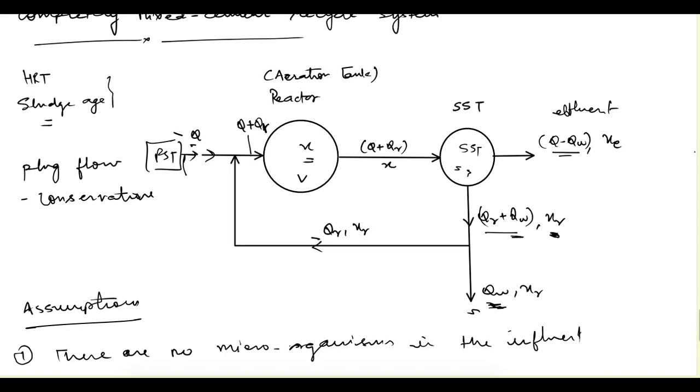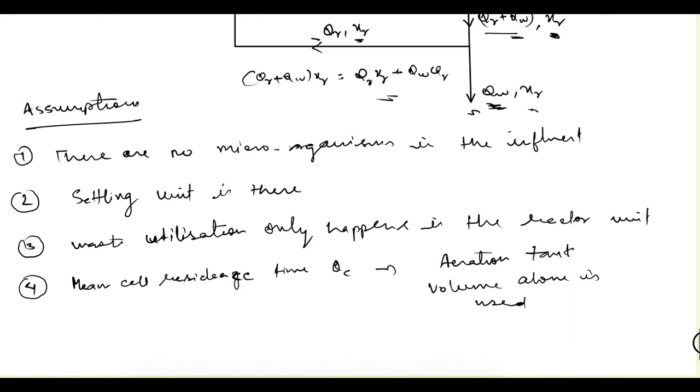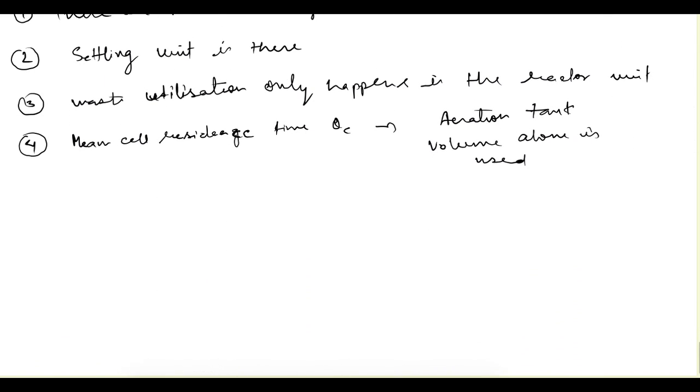This is just the continuity equation, that is QR plus QW into XR is equal to QR into XR plus QW into XR. That's why this is remaining same. So apart from that, Xe is the concentration of solids in the effluent. So now we can find out the sludge age. So for that we need some things.